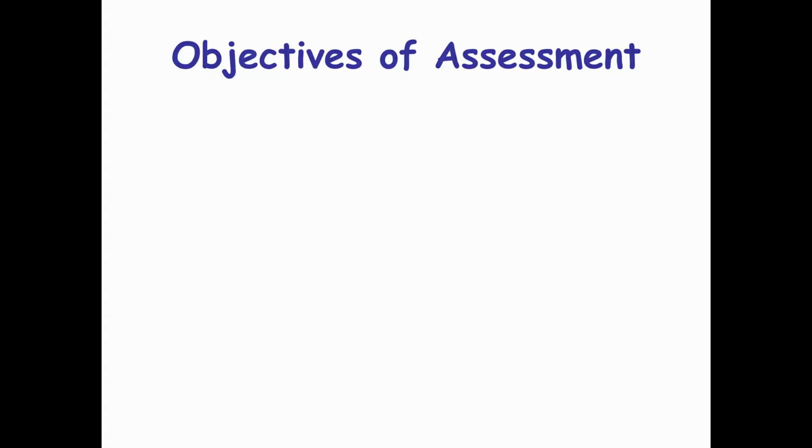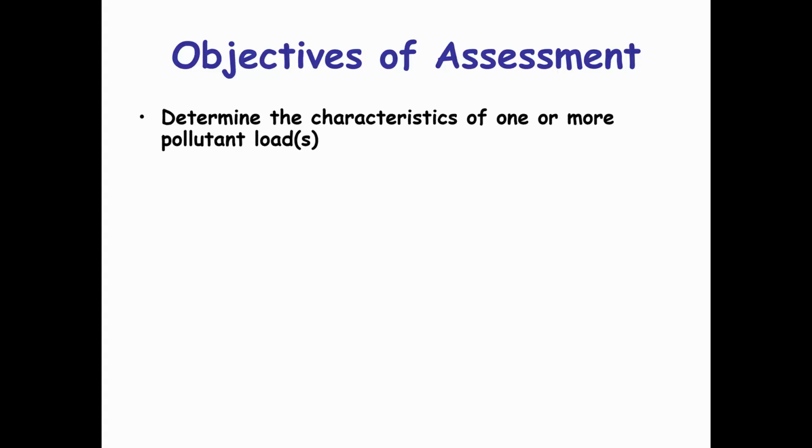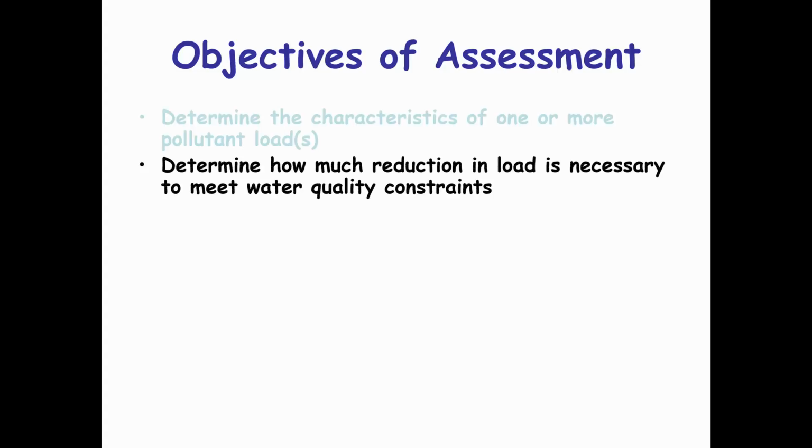So the objectives of assessment are to determine the characteristics of one or more pollutant loads. For instance, it could be that you're interested in looking at nitrate or phosphorus or sediment or mercury, and you want to be able to determine the characteristics of that particular load, the frequency at which it occurs, the magnitude of it, and that sort of thing. Want to then, from that, be able to determine how much reduction in the load is necessary to meet the particular water quality constraints. Those constraints might be a concentration, or they might be a constraint associated with the assimilation capacity of a receiving water, such as a lake.